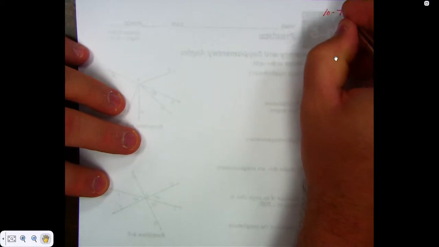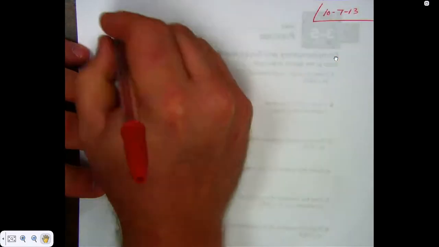Good chance you went over some of it, but it's definitely some of the things that maybe were a little harder than others in Algebra 1. The date today is what? 10/7/13, is that right? Yes, correct.